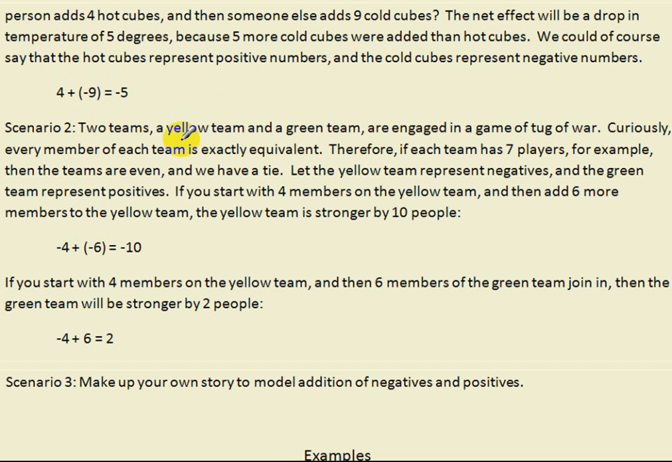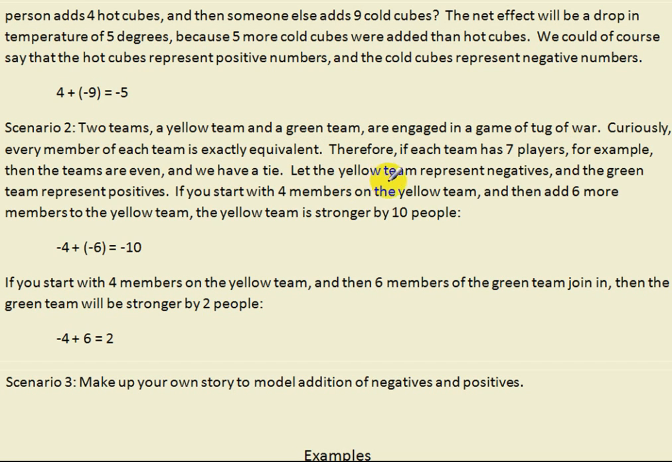Another scenario here. Let's say you have teams that are engaged in a tug of war. So you have a yellow team and a green team. And the strange thing about this is that every member of each team is exactly equivalent. So it doesn't matter how big somebody is, how strong somebody is, how good their technique is, or anything like that. All it depends on in this tug of war is how many players you have on your team. So if each team has 7 players, then the teams are even and there's going to be a tie.